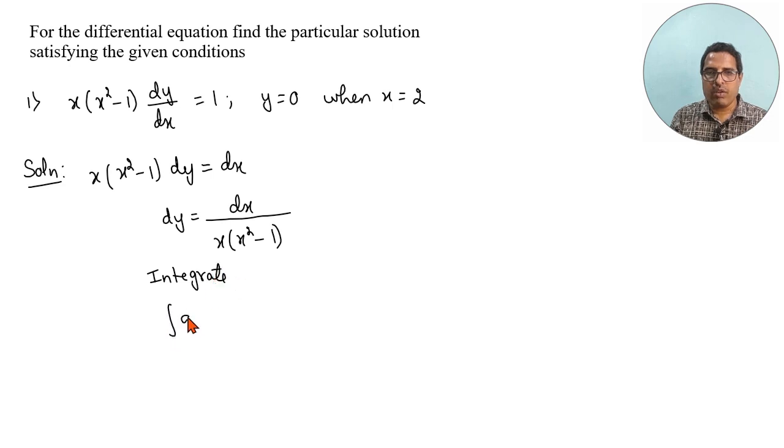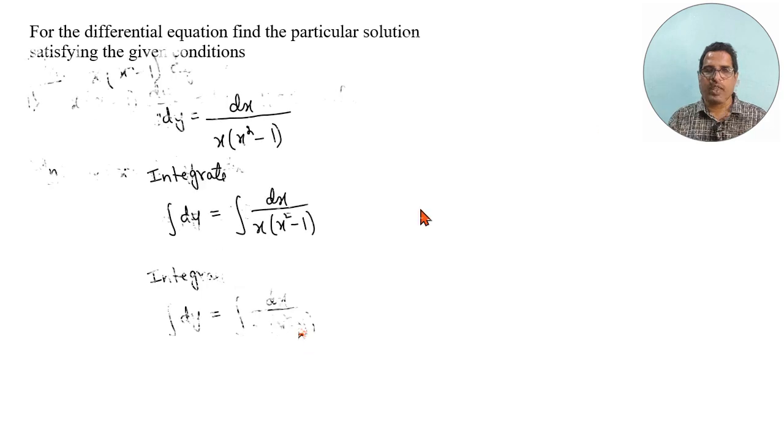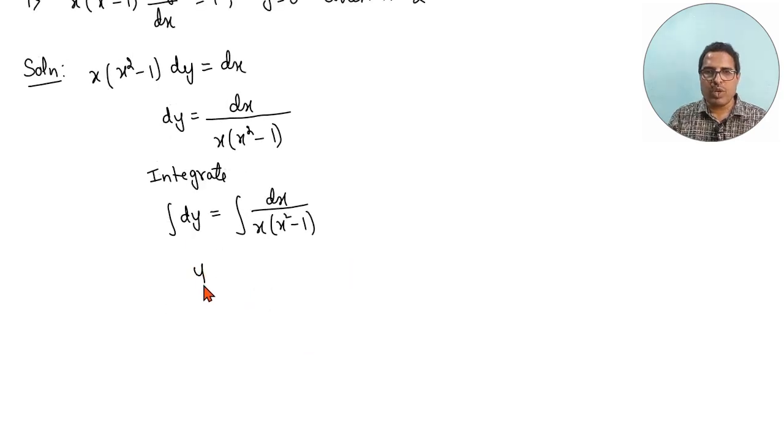Integral of dy is equal to integral of dx by x into (x square minus 1). The integral of dy is y, is equal to the integral of dx by x into (x square minus 1) plus the constant of integration c. Now we need to evaluate this using the partial fraction method. Let me take this as equation number 1. We will try to evaluate this separately.